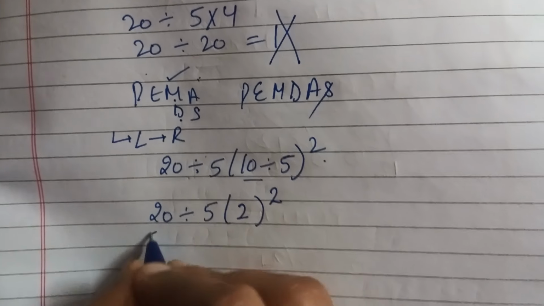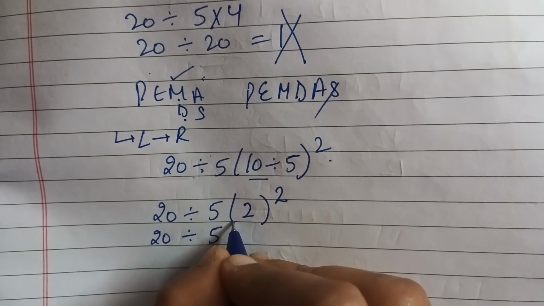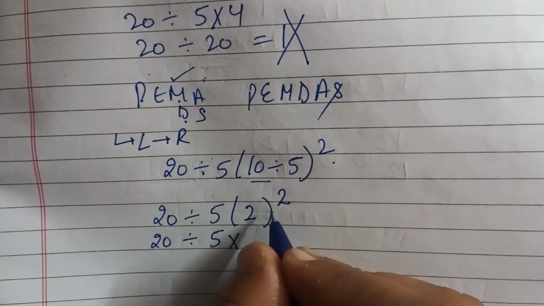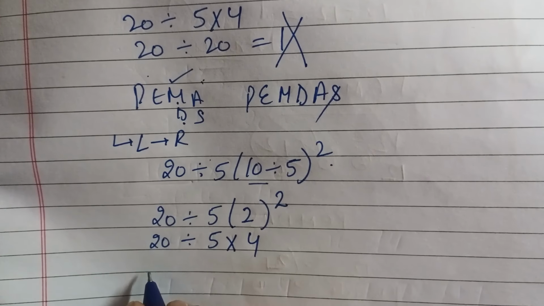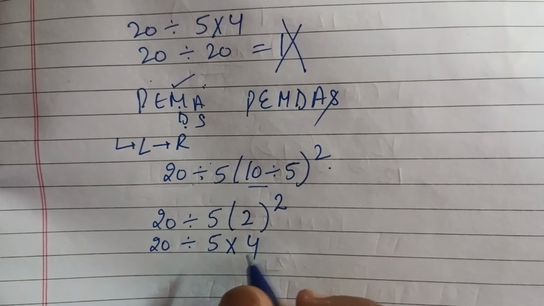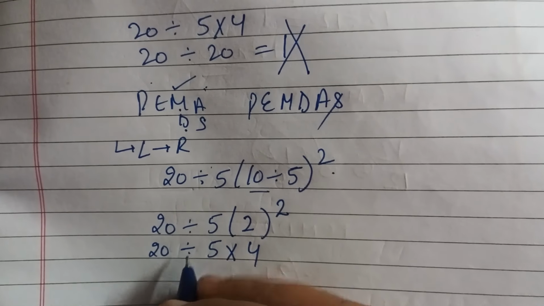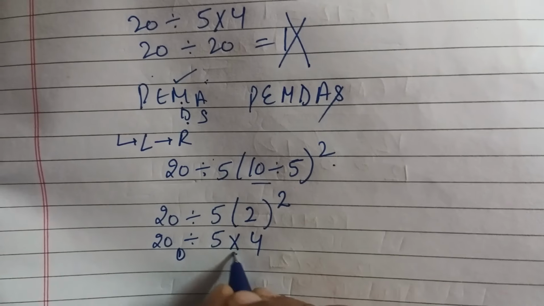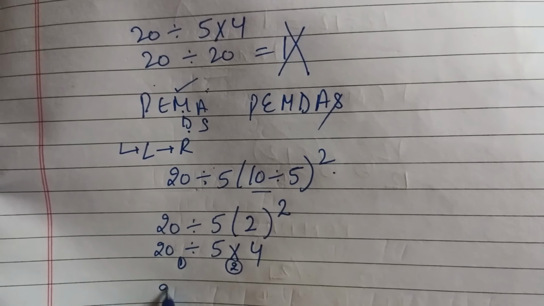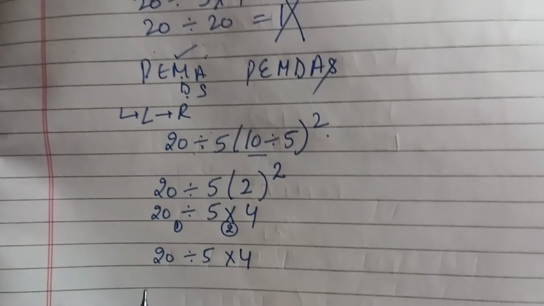So it will become 20 divided by 5. We'll convert parenthesis into multiplication into 2 times 2, which is 2 square, 2 is 4. So what we have to do according to PEMDAS, we have to solve them from left to right. So we'll solve this first and this at the second place. So it will become 20 divided by 5 multiply 4.